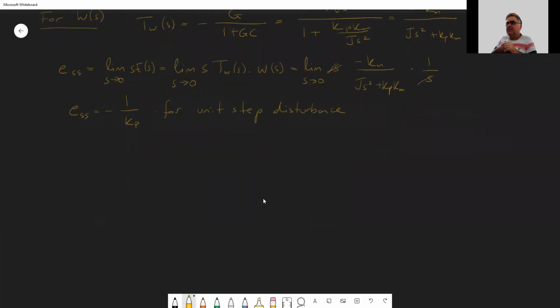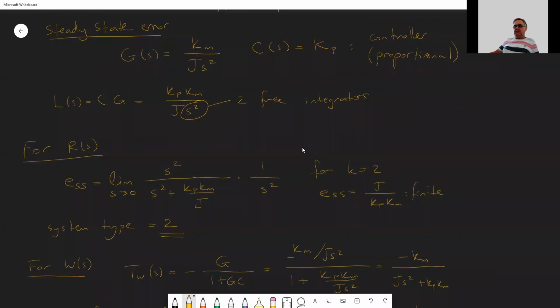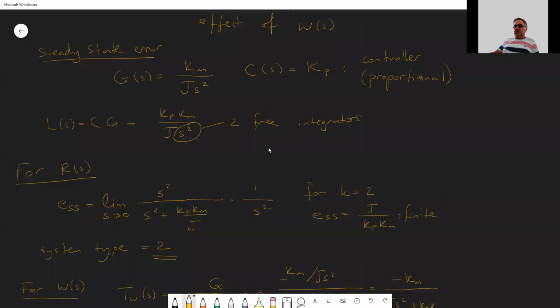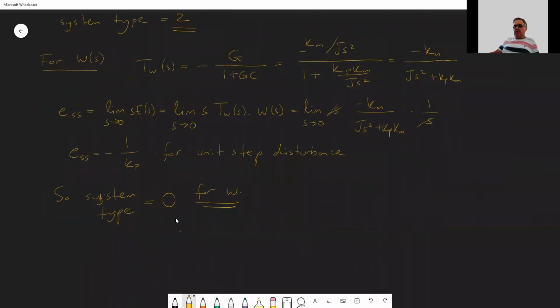So if you have a steady state error for unit step disturbance, then the system type equals 0. And it's interesting because for this system, for command following, the system type is 2. For disturbance rejection, the system type is 0. Okay. So you cannot really reject any disturbances here, not even step disturbances. So you have to do something here.